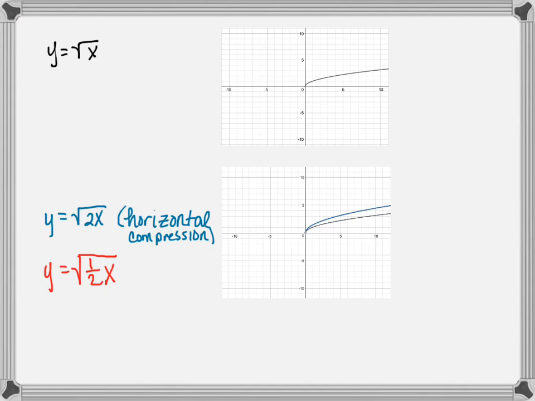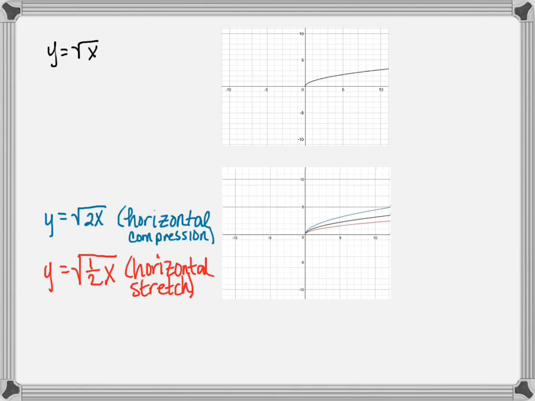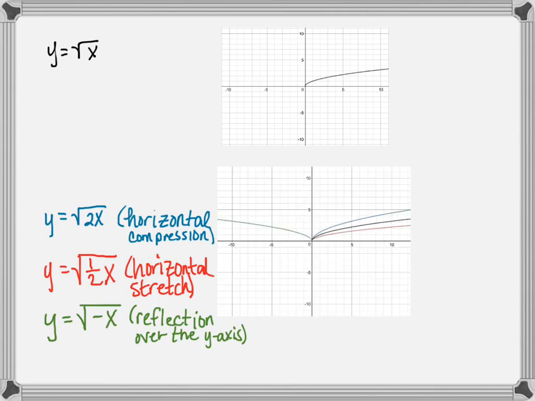Y equals the square root of 1/2 x. This time, from the red graph, we'll see a horizontal stretch. So it's stretched horizontally. Y equals the square root of -x. Okay, the negative inside the square root is a reflection over the y-axis. So we can see from the green graph the reflection.